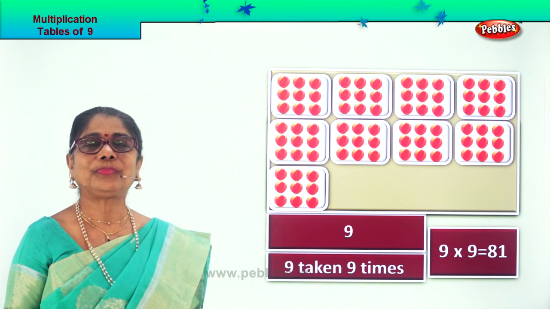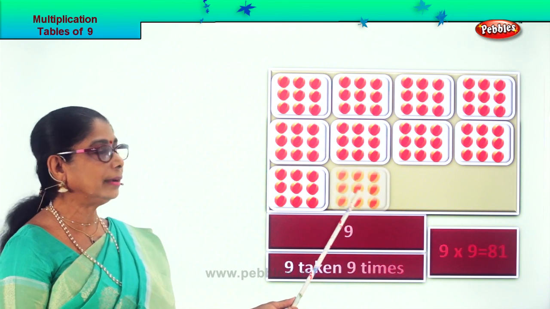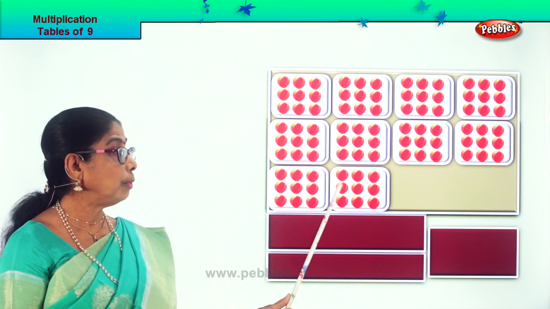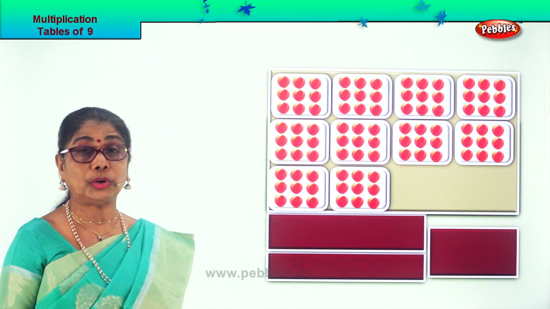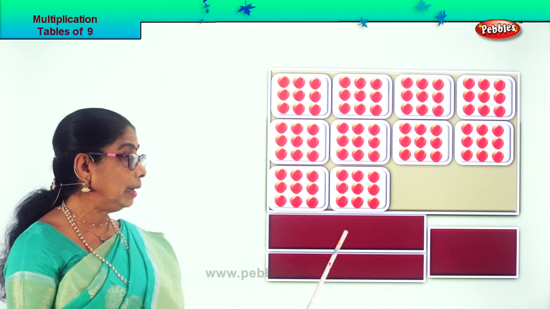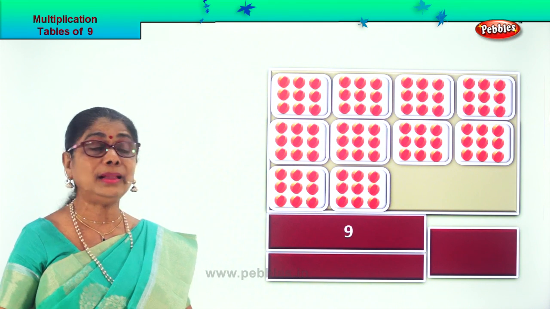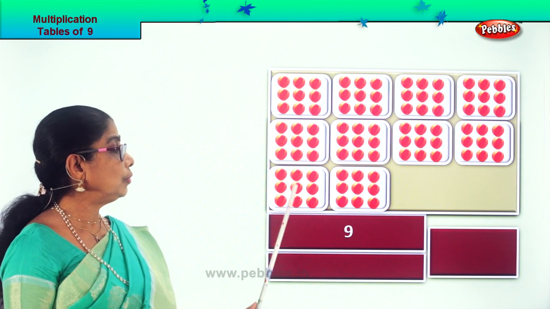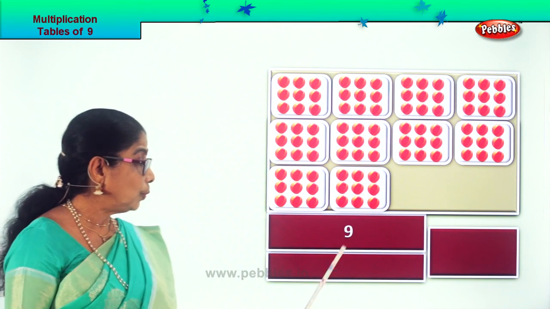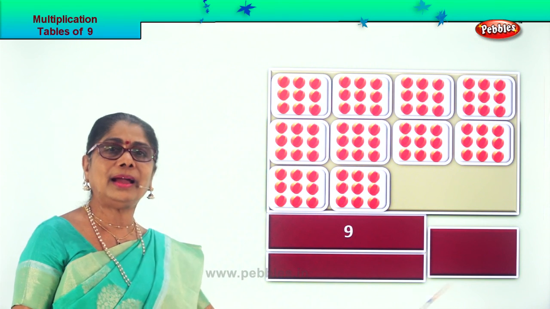Good. Let's take another box of 9 balls and add it on here. So now we have 9 balls in this box and there are 10 boxes. 10 times 9. We are building 9 times table. 9 taken how many times? 9 taken 10 times. 1, 2, 3, 4, 5, 6, 7, 8, 9, 10. So we write 9 times table. 9 taken 10 times.